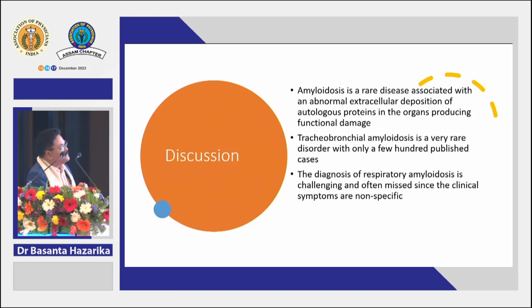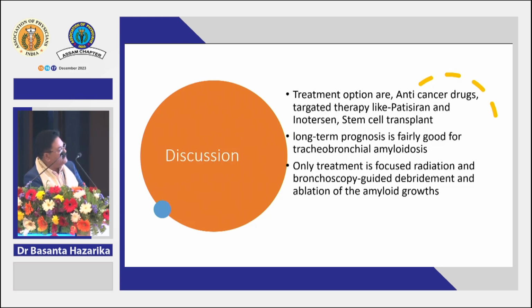The diagnosis of respiratory amyloidosis is challenging and often missed since the clinical symptoms are non-specific. Treatment options: anti-cancer drugs can be given, then some targeted therapy, and stem cell therapy can be started. Long-term prognosis is not good in tracheobronchial amyloidosis. Treatment is focused on radiation like brachytherapy or stereotactic therapy, or bronchoscopic guided debridement and ablation of the amyloid growth.